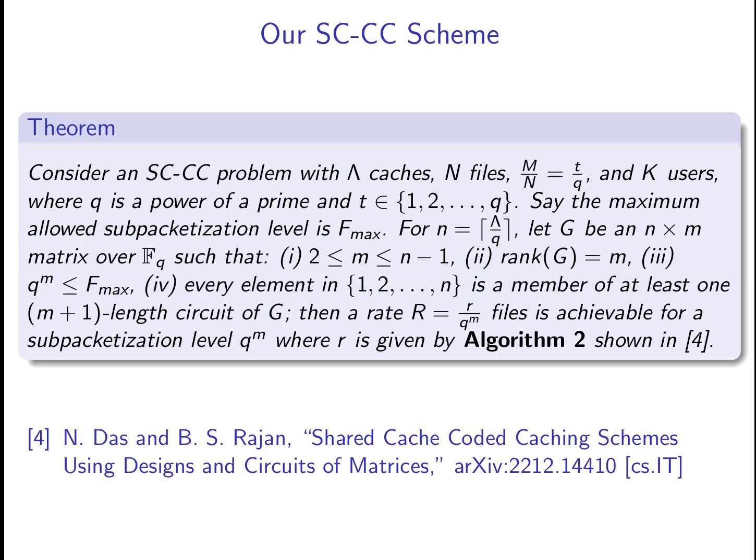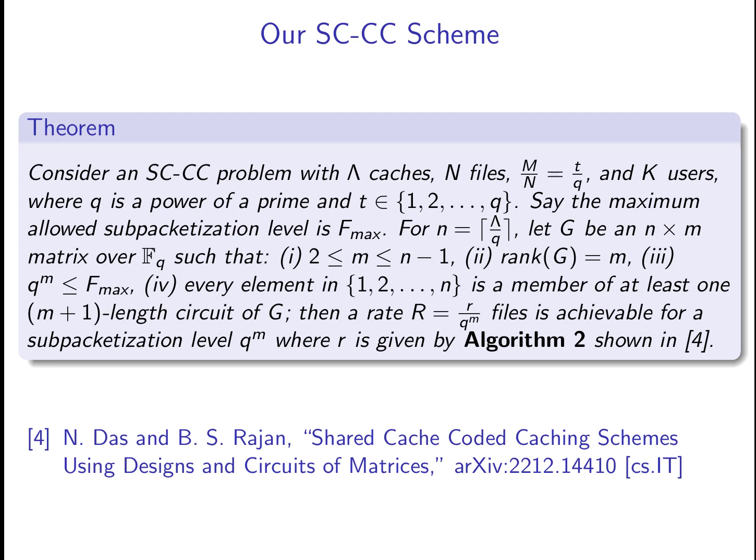Now let us see our scheme. This is considered a shared cache correlated caching problem with capital lambda caches, n files, m by n equal to t by q, where q is a power of a prime and t lies in the range 1 to q, and K users. The maximum allowed subpacketization level is F max. For n equal to this value, let G be an n times m matrix over F_q such that m lies between 2 and n minus 1, rank of G is equal to m, q to the power m is less than or equal to F max, and every element in 1 to n, which means every row index of the matrix G, is a member of at least one m plus 1 length circuit of G.